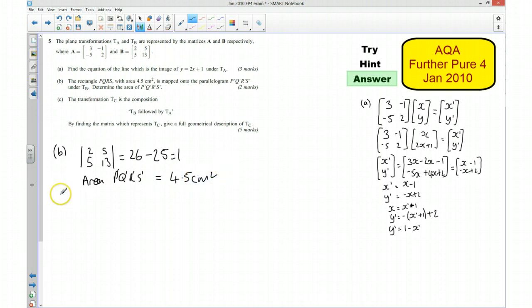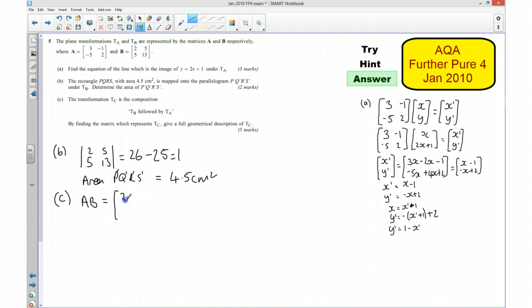Okay, now for part C, we're given the transformation matrices, and told that the transformation C is made up of transformation B followed by A, and I need to find a matrix that represents this first of all. So because it's B followed by A, I need to do A times B. So I'm looking for the product of matrices A and B.